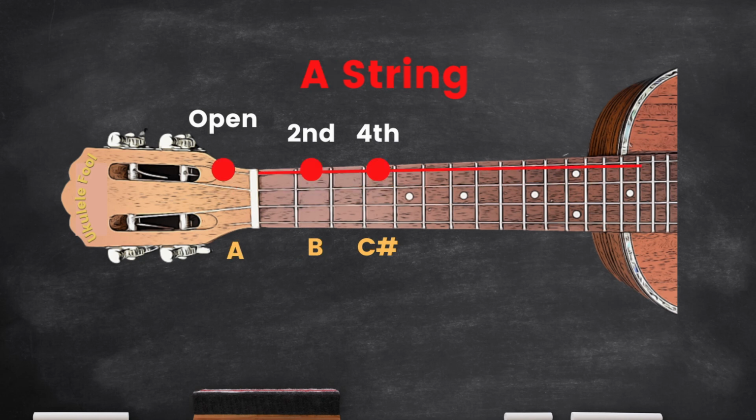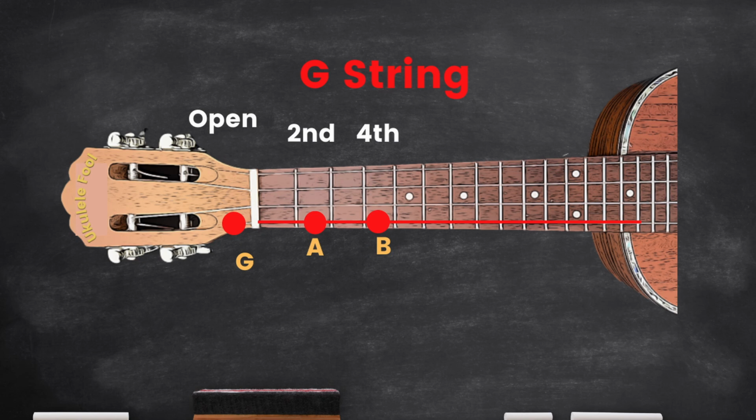Go to the A string. Here we go. A, 2nd fret, 4th fret. Lastly, let's do it on our G. Here we go. G, 2nd fret, 4th fret.